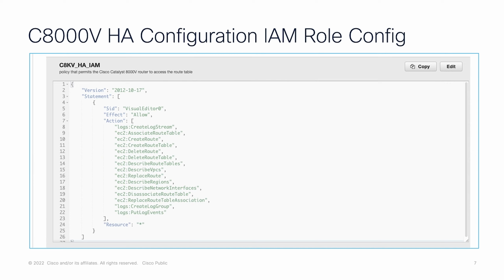The c8000V HA documentation gives us a sample policy that we can use to give the router permission to make these changes. You can use that or create your own, but it must have the permissions shown here as a minimum requirement. Otherwise, the routers won't be able to make the changes to the route table and you'll lose access to your VPC if the active router fails. After you create this IAM role, which is created using the policy, apply it to both of the EC2 instances, the active and the standby c8KV.